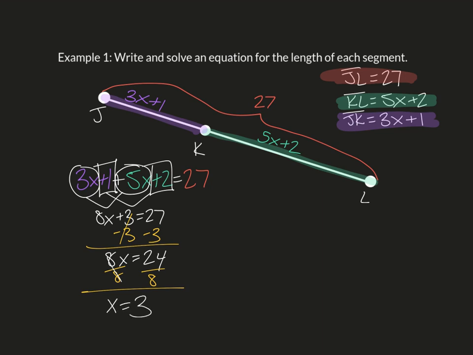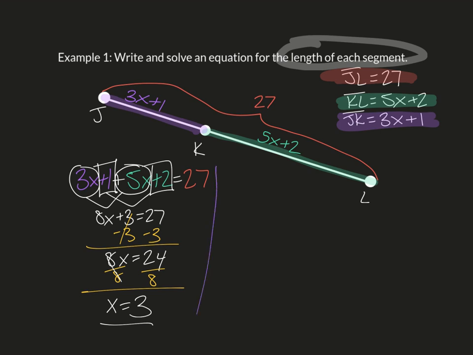Now we might think we're done with this. We solved for x, and usually in algebra classes, that's kind of where it ends. But here we don't need to solve for x. What the question is asking us to do is find the length of each segment. So I need to know how long that purple segment is and how long the green segment is. So I'm going to take the value of x we just found, and plug that into x for the purple, and then plug that into x for the green.